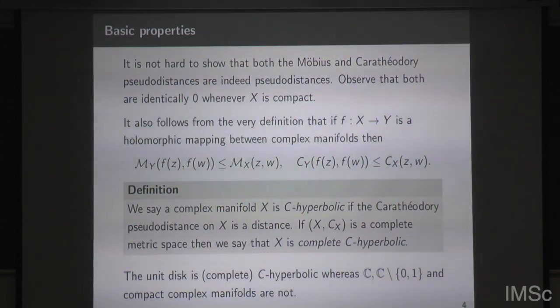So, what we do now is we define a complex manifold to be C-hyperbolic if the Carathéodory pseudo distance is an honest distance. If the metric space (X, c_X) is a complete metric space, then we say that X is complete hyperbolic. So, the unit disk is complete Carathéodory hyperbolic, whereas the complex plane C, C minus 0 and 1, in fact C minus any finite set of points, and compact complex manifolds, none of them are Carathéodory hyperbolic.